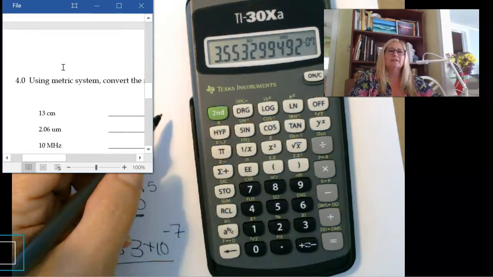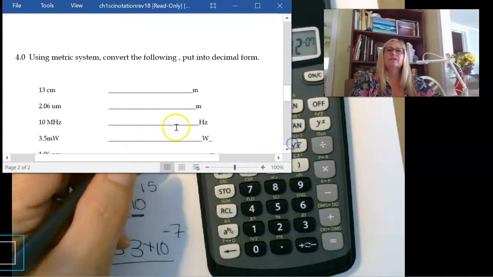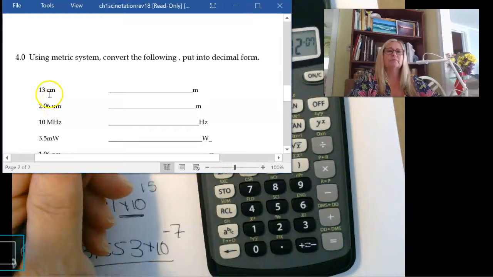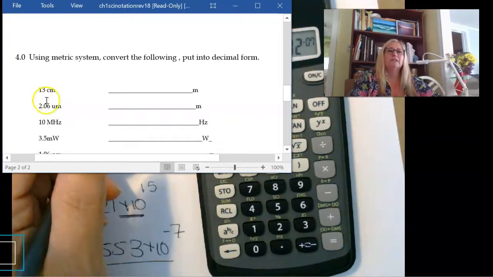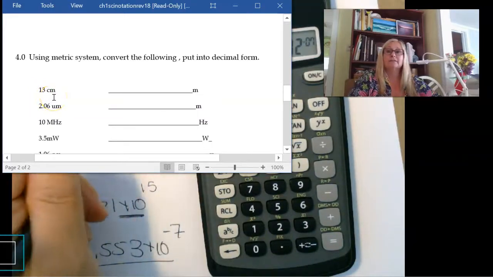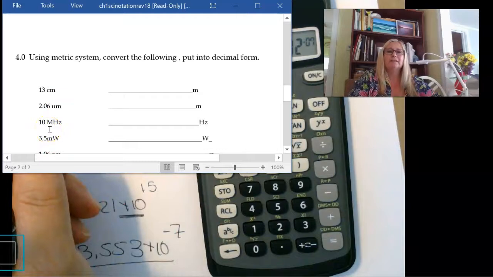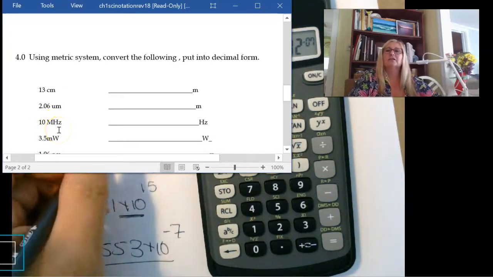Now the last part of this was the metric system. I'm just going to move this over a minute. So the metric system says to convert the following and put it into decimal form. So the metric system is this one. You have 13 centimeters. That's the cm. So the first letter, the C, represents the metric system. The M represents meters for the unit of measure. If you can see down here, you've got 10. Capital M is for mega, and the HZ is for hertz. The unit of measure is hertz. That's a frequency.